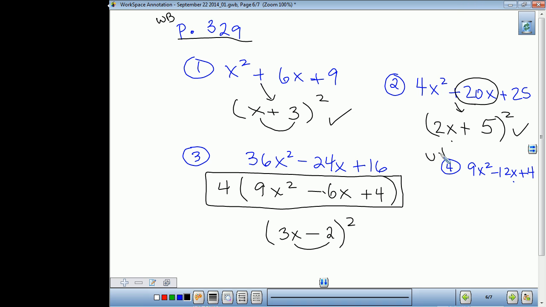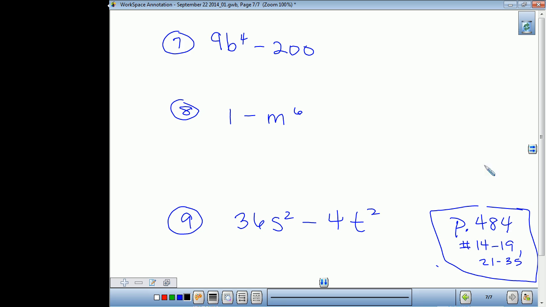Okay, you try number 4 on your own. Okay, did you get 3x minus 2 squared? And this one does work. Yay.